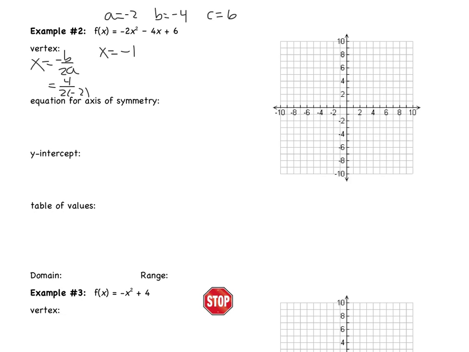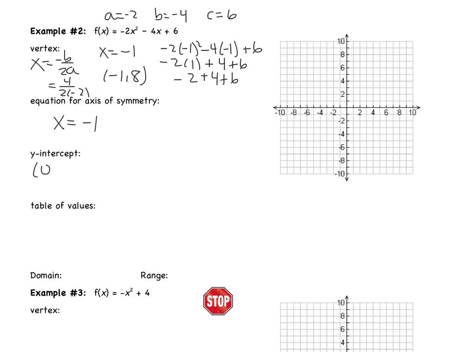Now to find my y, I need to substitute this negative 1 back in. So I get negative 2 times negative 1 squared minus 4 times negative 1 plus 6. So negative 1 squared is just positive 1. Negative 4 and negative 1 is positive 4 and positive 6. So this ends up being negative 2 plus 4 plus 6, which is 8. So my vertex is negative 1 comma 8. Now for the axis of symmetry, remember that this goes through the vertex. It's just the x coordinate of the vertex, which is x equals negative 1.